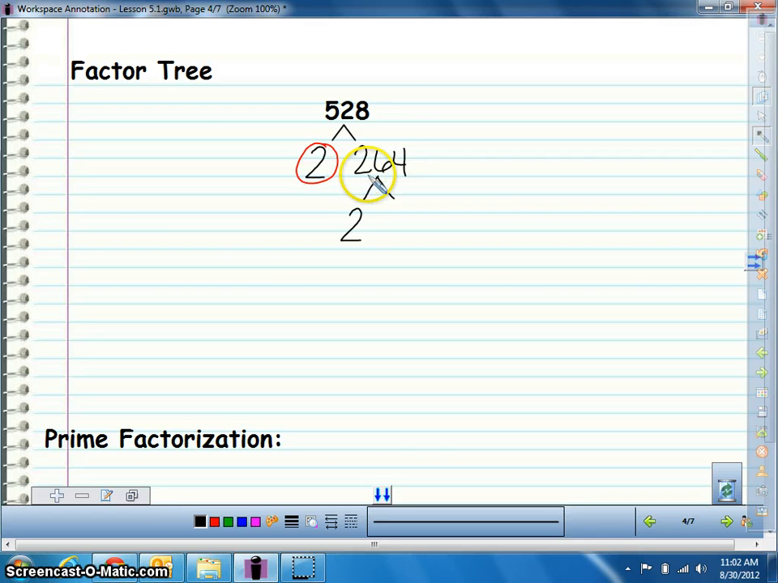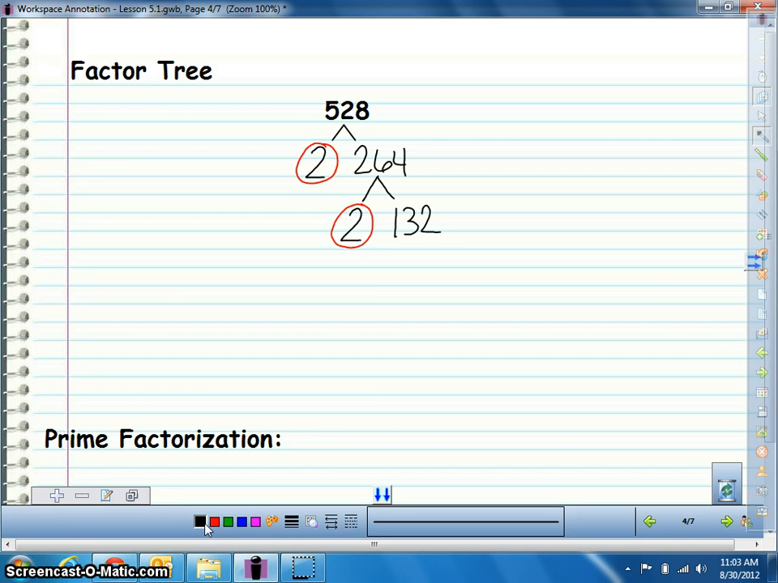I'm going to separate 264 into 200 and 64. So half of 200 is 100. Half of 64 is 32. So I know that 132 is one of the factors. So again, do I have prime numbers or composite numbers? The first one, I know that 2 is a prime number, so I'm going to circle it. That's a dead end. But 132, I know again I can at least divide it by 2.